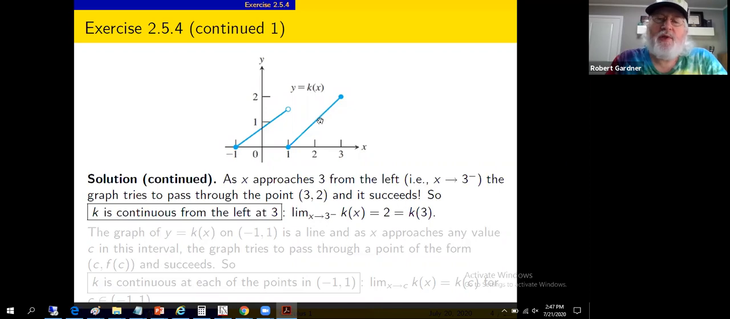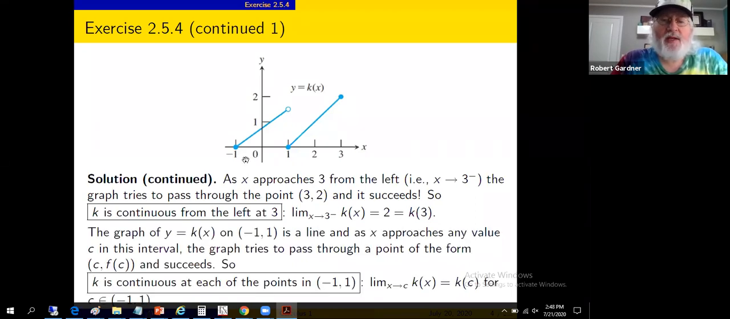And sure enough, if we look at it anthropomorphically, we get points that lie along this straight line segment, and that function wants to contain this point, and it does. So this function is continuous from the left at 3. The limit as x approaches 3 from the negative side of k of x equals, this is the point (3, 2), so the limit is 2. And in fact, that's what you get by plugging in x equals 3. So continuity from the left.